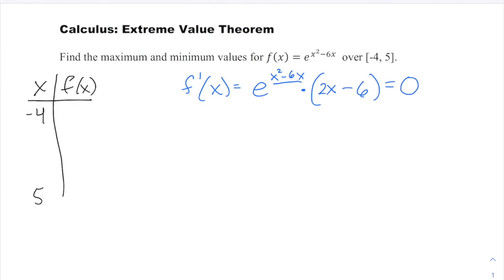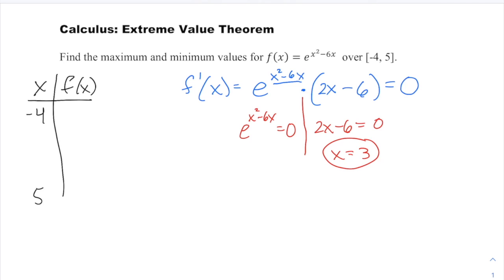So the beautiful thing here, it's already in factored form. I can just say, hey, when does e to the x squared minus 6x equal 0, or when does 2x minus 6 equal 0? This is a pretty easy one. Add 6, divide by 2. You get 3. That's definitely a critical point, and it's definitely in this interval from -4 to 5. Remember, we only care about critical points in the interval, obviously.